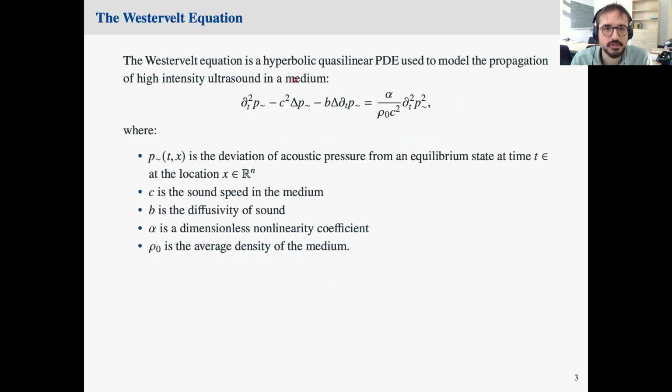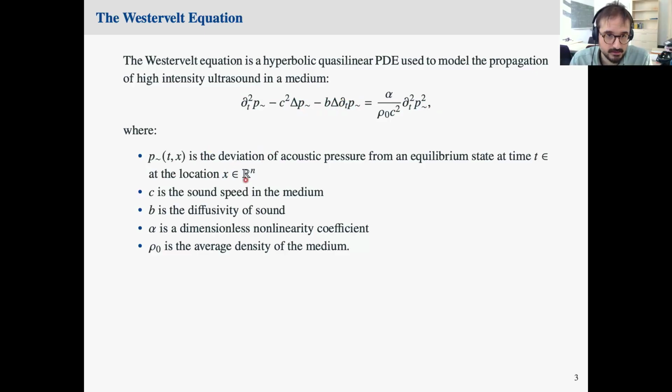So let me start with the first one. This is the Westervelt equation in its more general form, a hyperbolic quasilinear PDE. And it is used to model the propagation of high-intensity ultrasound in a medium. It looks basically like what we said before. So it's a wave equation. There is a diffusive term, which we're not actually going to consider. And then on the right-hand side, we have a quadratic nonlinearity.